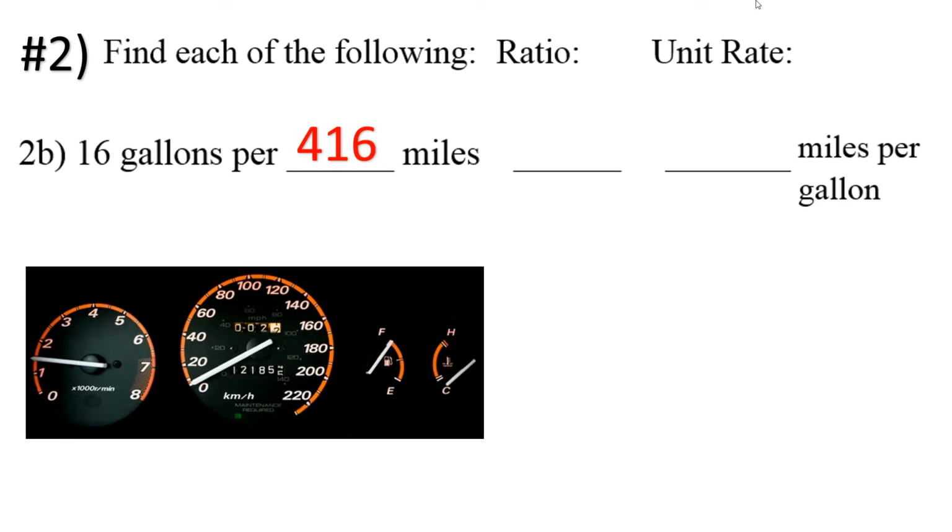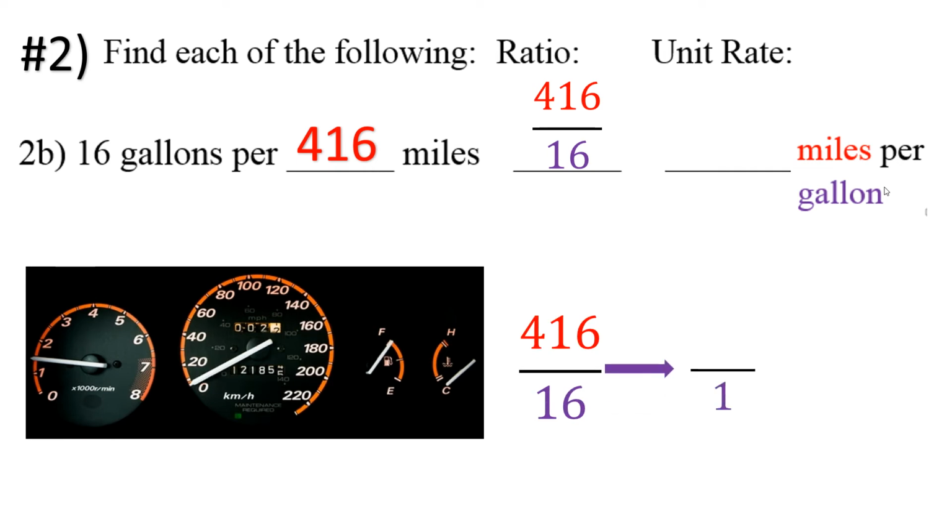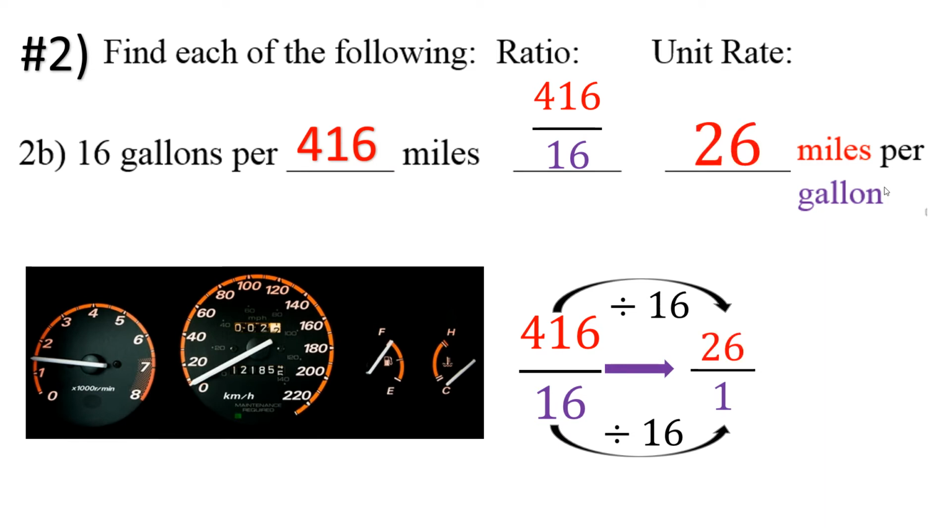2B says 16 gallons per 416 miles. And I want you to set up the ratio in order to find the unit rate of miles per gallon. Please pause and try the problem if you didn't already. So therefore, we want miles per 1 gallon. So our ratio to start the problem is going to be miles over the number of gallons. So we have 416 miles over 16 gallons. So to get the 16 to become 1 gallon, we're going to divide by 16. 416 divided by 16 is 26, and we get 26 miles per gallon.